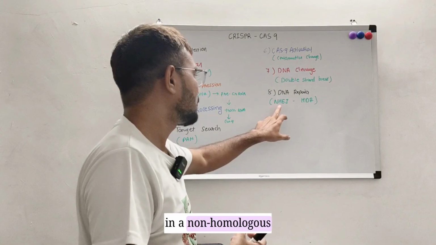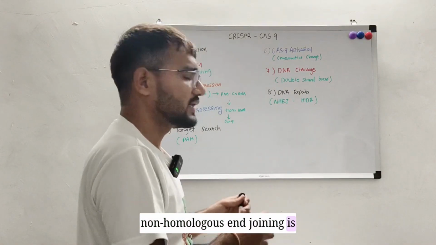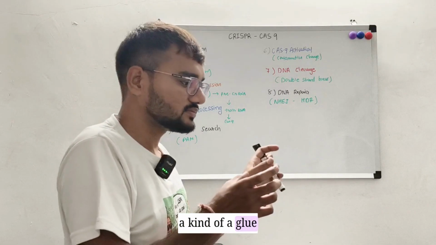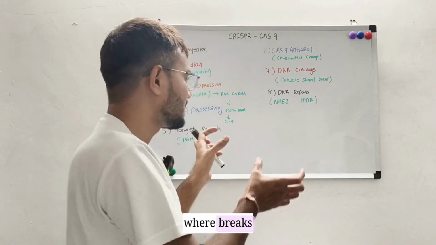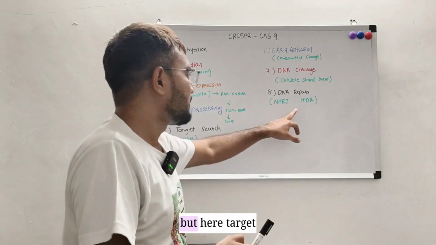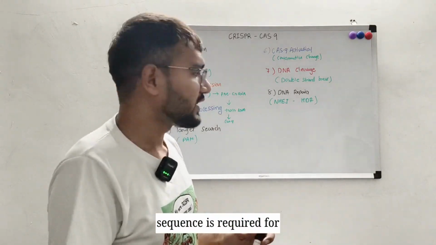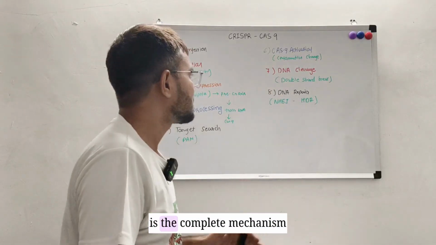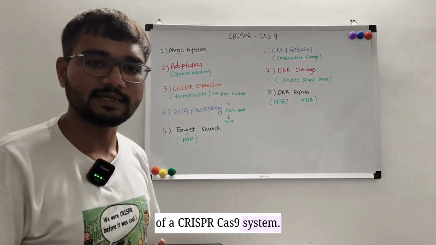In non-homologous end joining, it is a kind of glue mechanism where breaks are joined together, but here a target sequence is not required for joining. Okay, so this is the complete mechanism of the CRISPR-Cas9 system.